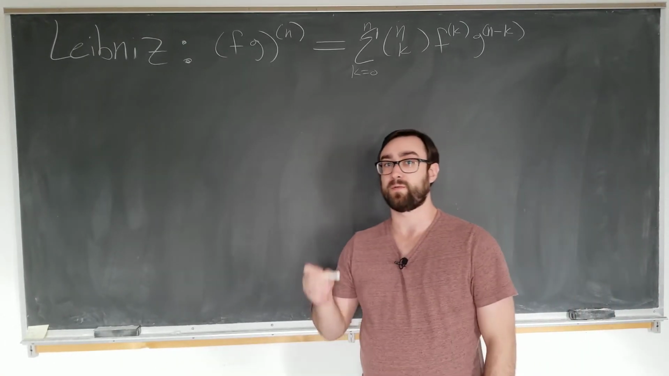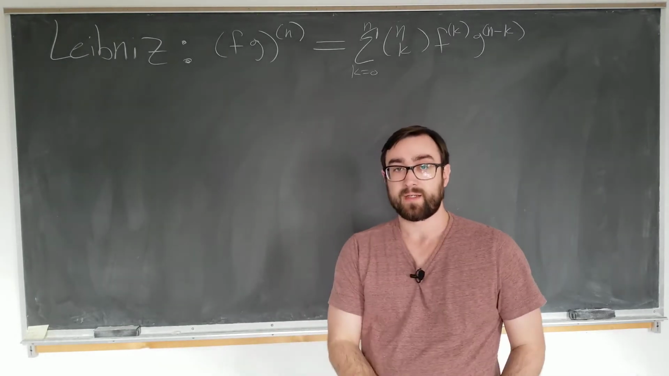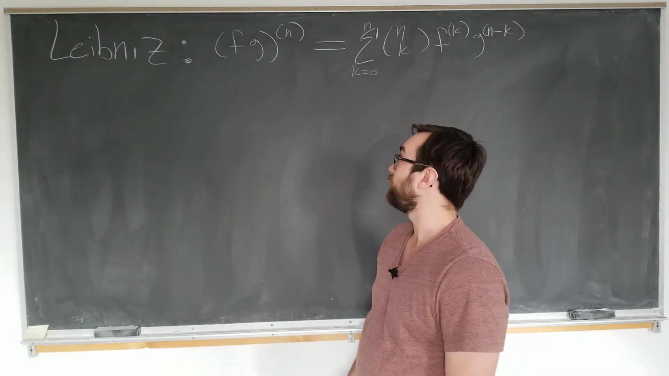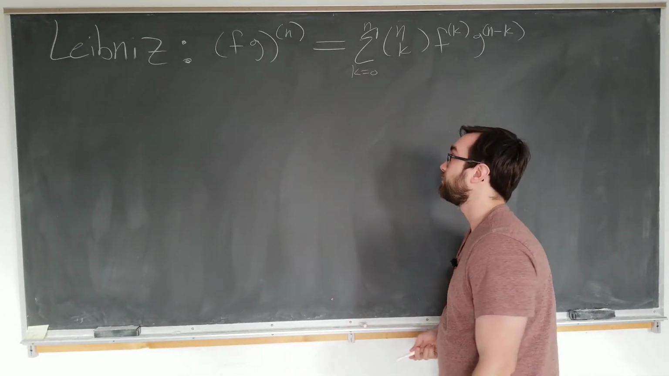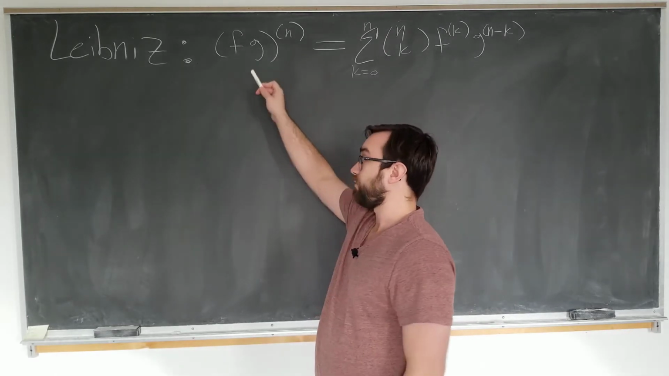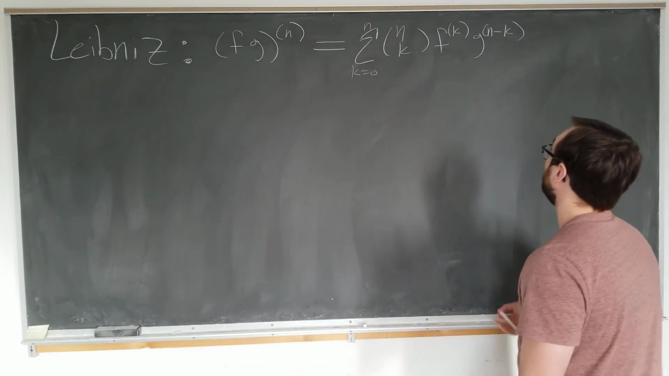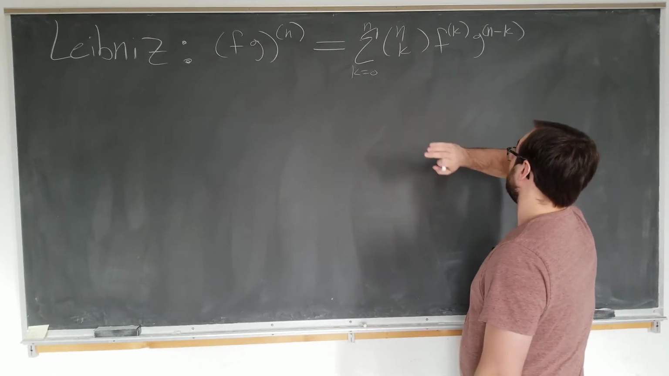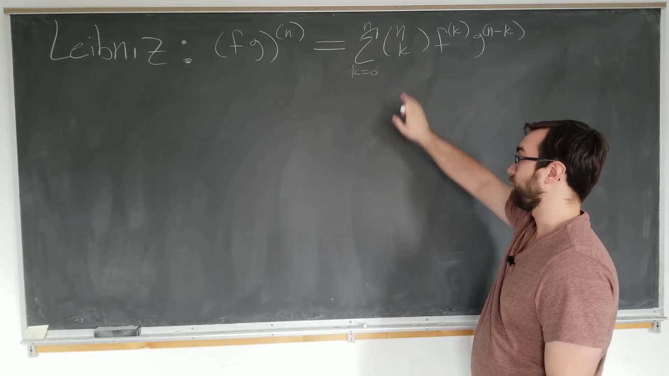Today I'll be giving you a few examples of how we can use the General Leibniz rule. This rule allows you to differentiate the product of two functions n times. It states simply, if you want the nth derivative of a product of two functions, you can do this as long as you know the nth derivative of the original functions and the binomial coefficients.